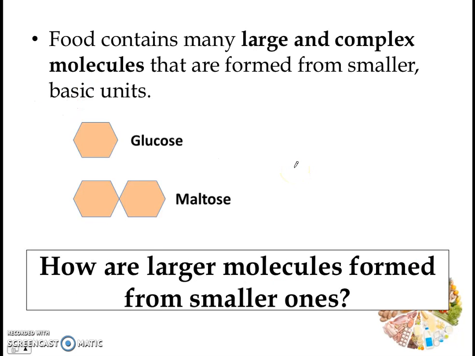So far we've talked about both glucose, a single sugar, and maltose, a double sugar. Now you realize that, as we look at these things, food contains many large and complex molecules that are formed from smaller basic units. So for example, maltose is made up of two glucose molecules. Now a question that you might have at this point is, how are larger molecules, like maltose, formed from smaller ones, like glucose? How are they joined together? It's not just stuck together by glue, right? So how are they joined together?